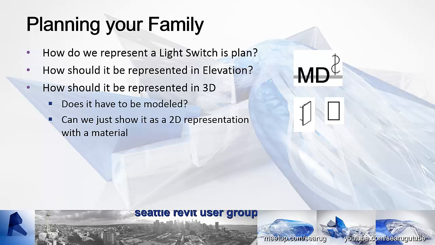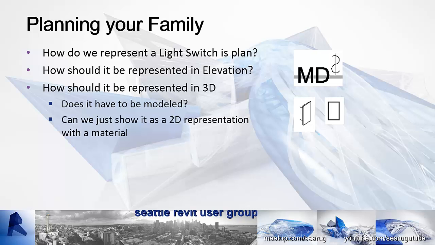So, in planning your family, take a look at what you're building. Right now I'm just using a light switch up here. If we're trying to develop a piece of content for a dimmer switch potentially, how is that shown in plan? Anybody? Do we have a 3D model that we're developing to show it in a plan representation? No, it's just a very simple dollar sign almost look to it. So we're not modeling anything.